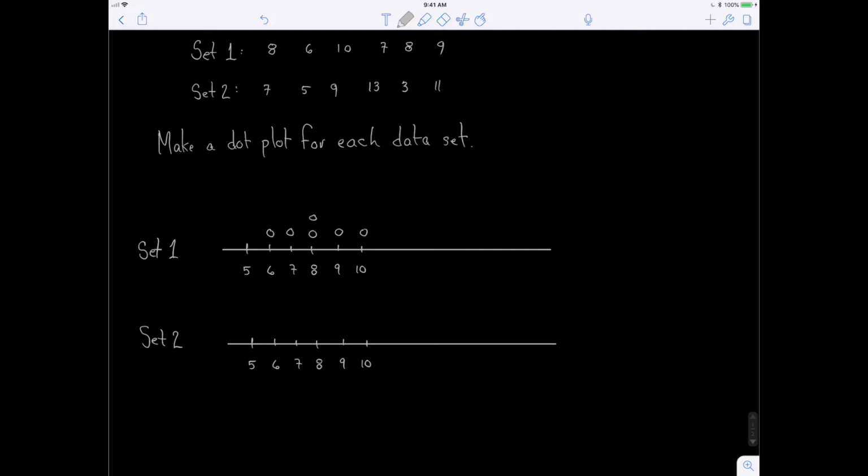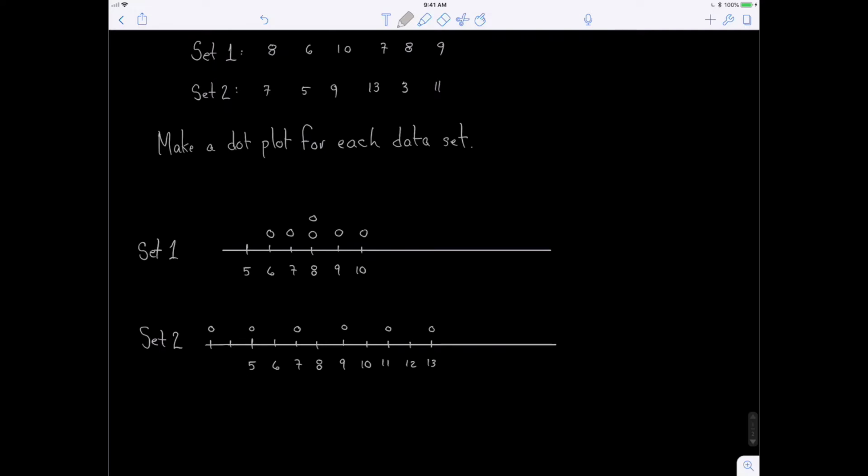Now let's make the second one. The second one has a 7, has a 5, has a 9. Whoa, it has a 13. I'm going to have to go up here: 10, 11, 12, 13. And I see a 3 in there, so it's also going to have to go out here to the right: 5, 4, 3. Okay, so we got to 13. Then we go down to a 3. And finally we end with an 11.